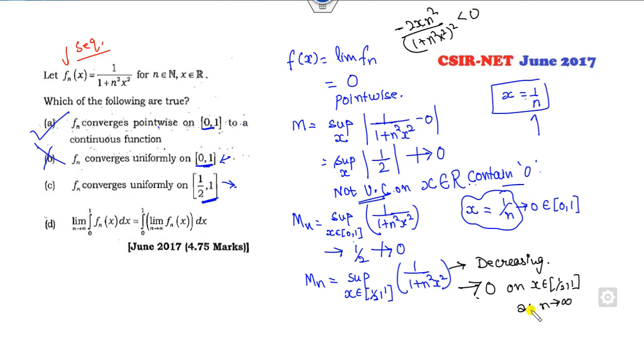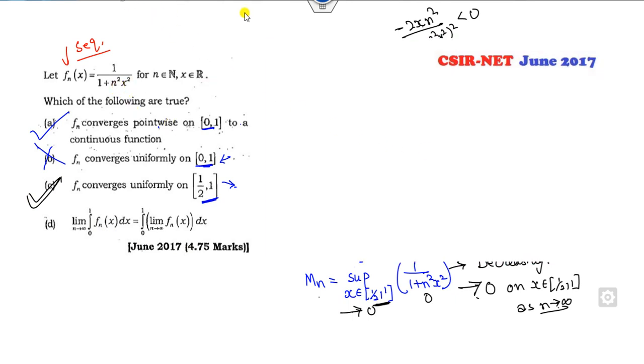So it goes to 0 whenever n approaches infinity. 1 over infinity is 0. So M_n goes to 0 over this domain, which is the correct option. Now look at this option. The limit of the integration of this. What is the integration of f_n? I can write it on this side. It is the integral of 1 over 1 plus n square x square dx.